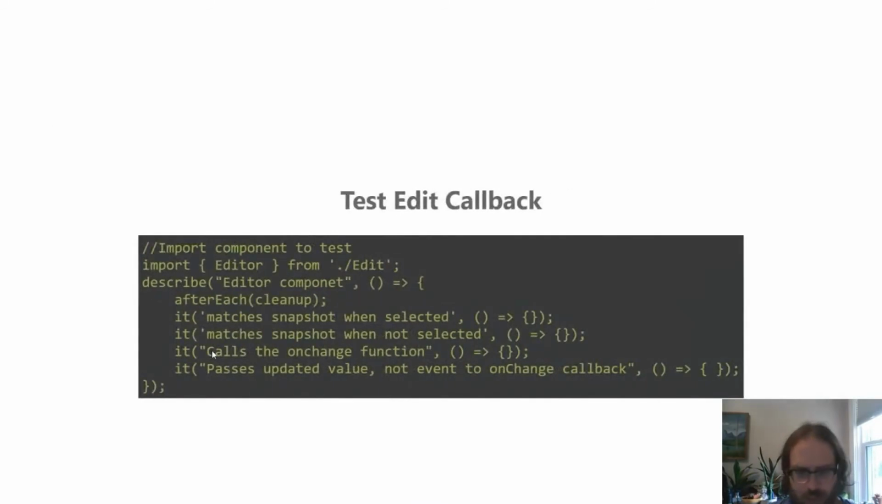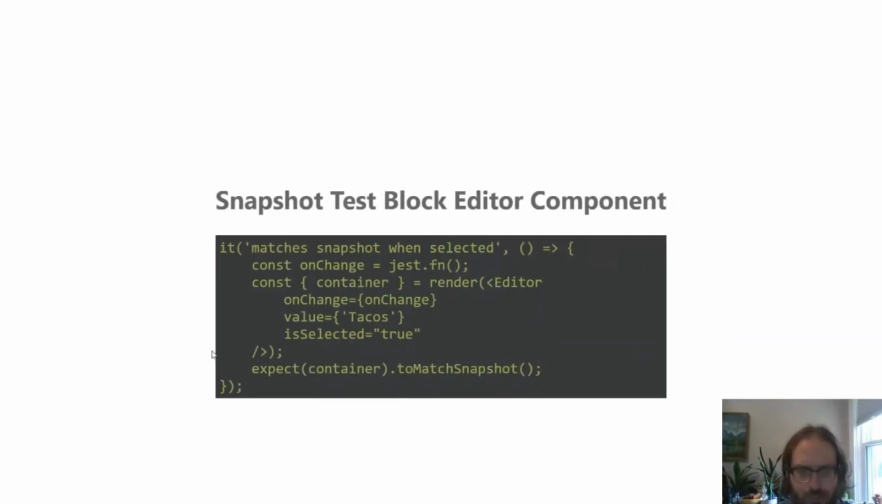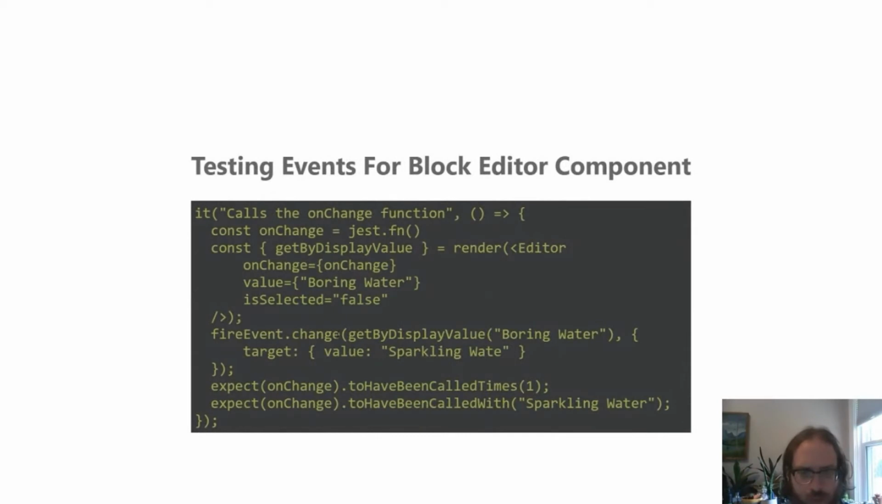Instead, I want to test, does it match the snapshot when it's not selected? When it is selected, does it call the onChange function? It does pass that updated value to the onChange callback. So our snapshot tests, just like before, I'm just testing two different types of props. That way I get both states. So one of the things about snapshot testing is it's only as good as the input that you provide. So if you have a couple different ways that your component might look, depending on some conditional logic inside of it, make sure you make a snapshot for each one of those.